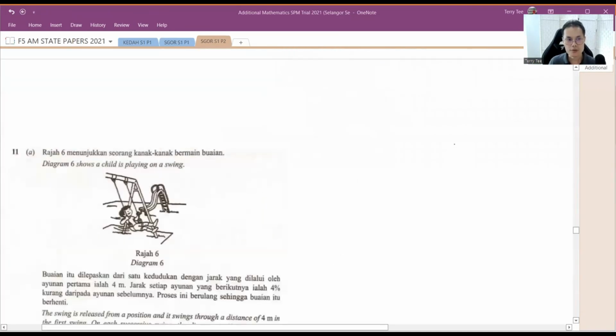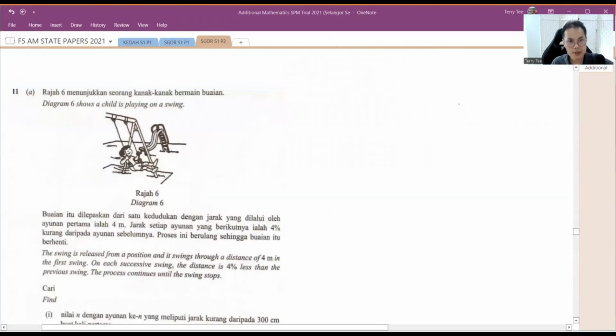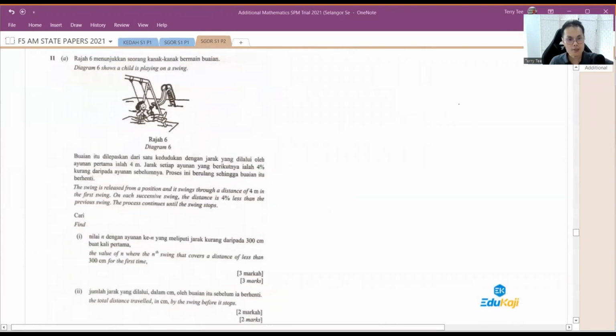Okay, let's move on to the next question. So this is a progression question. All right, let me zoom out a bit. Okay, so the diagram shows a child playing with a swing, right? So the swing is released from a position. From the position, it swings through a distance of 4 meters in the first swing. On each successive swing, the distance is 4% less. So this process continues until the swing stops.